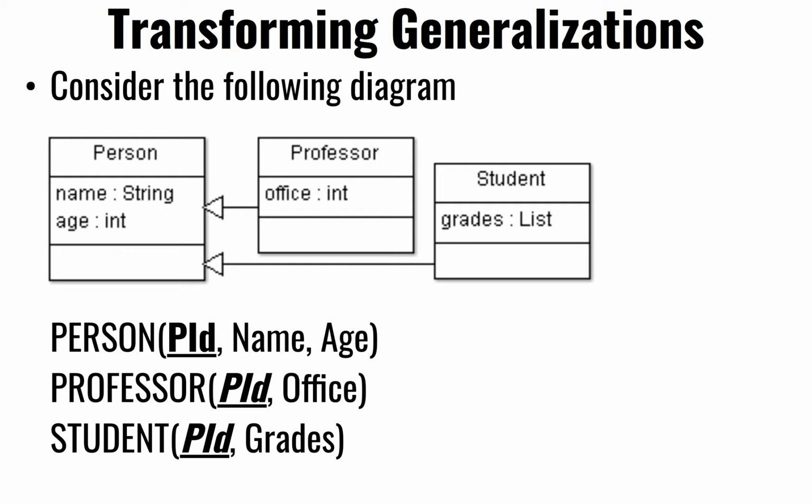If I ever want to retrieve an actual professor, I will have to join these two tables to have the actual representation of the professor. Same thing with the student. I'll have to join the student table with the person table to get the actual representation of the original student. Make sense? Okay. This is just one way of doing it. There's two or three more. We'll talk about them a little later when we talk about ORMs.